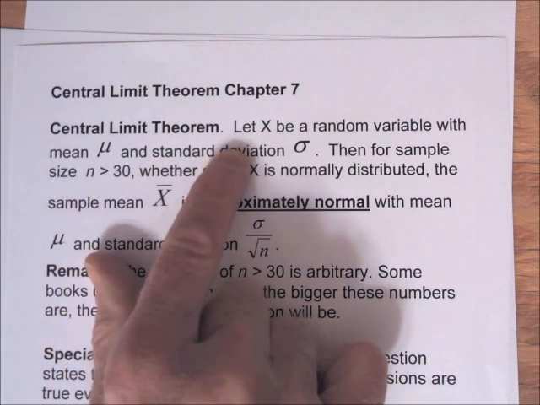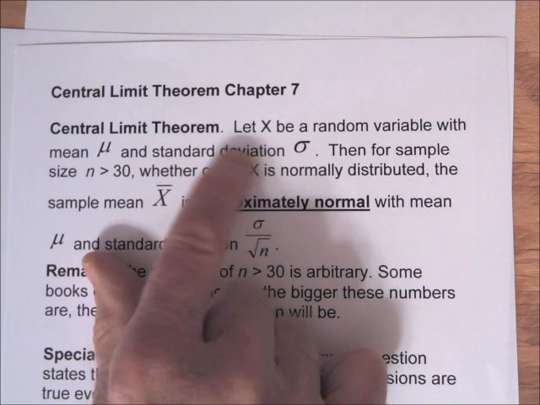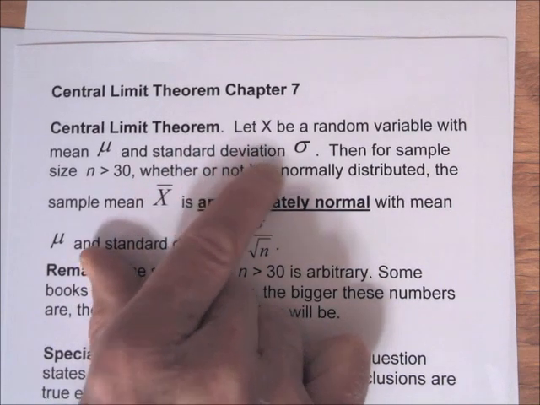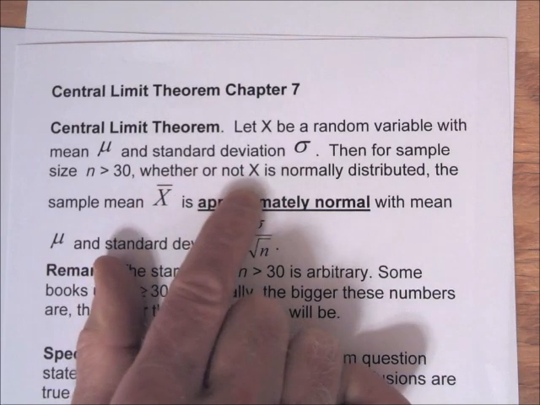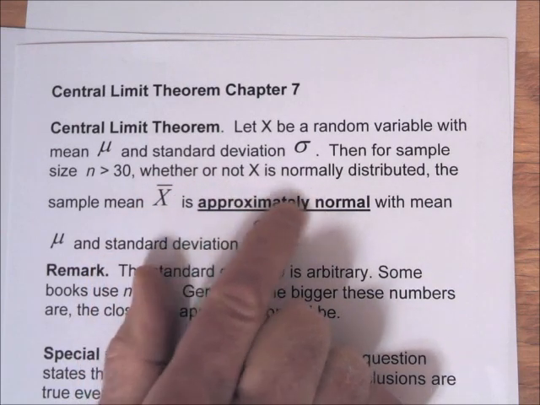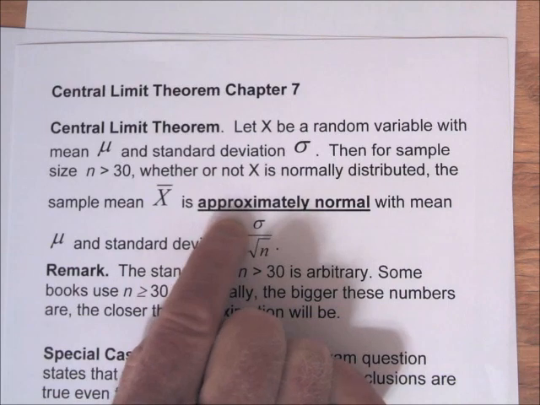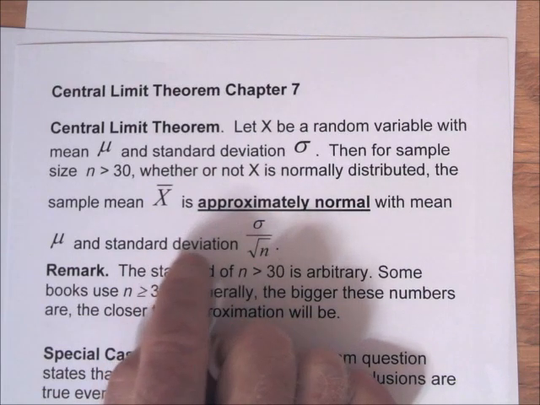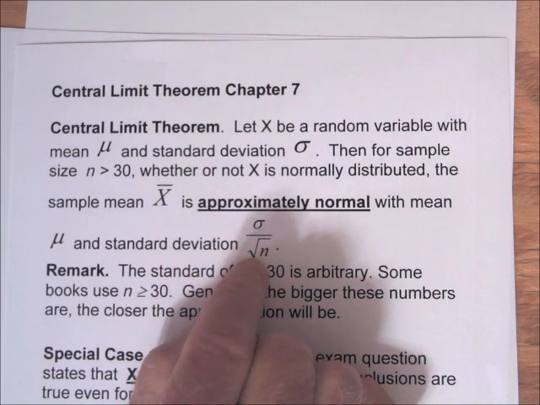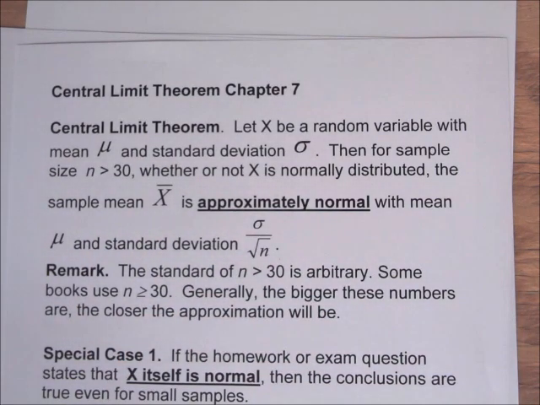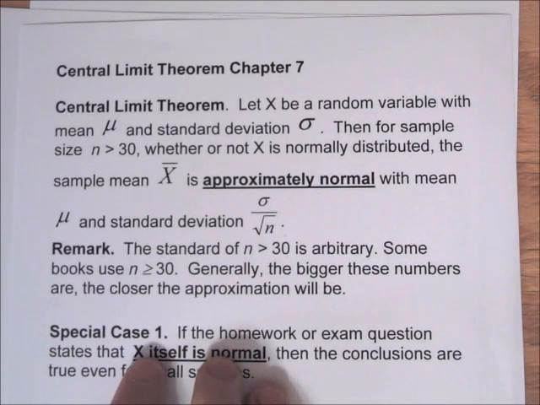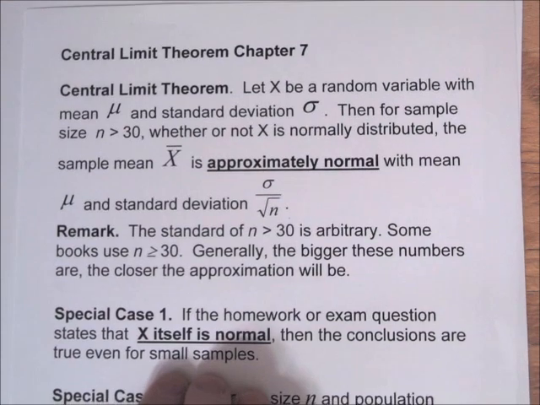So anyway, the formal statement: let x be a random variable with mean mu and standard deviation sigma. Then for sample size n greater than 30, whether or not x is normally distributed, the sample mean x bar is approximately normal with mean mu and standard deviation sigma over square root of n. Some books use n greater than or equal to 30. Our book uses n greater than 30. Generally, the bigger these numbers are, the closer the approximation will be.